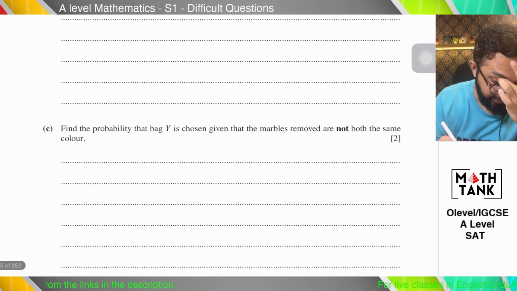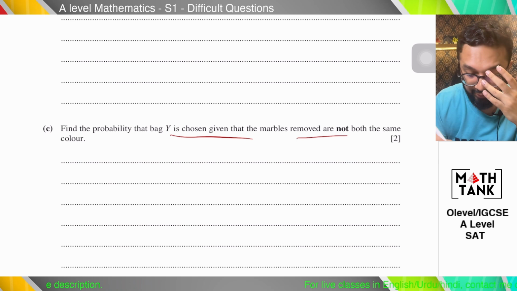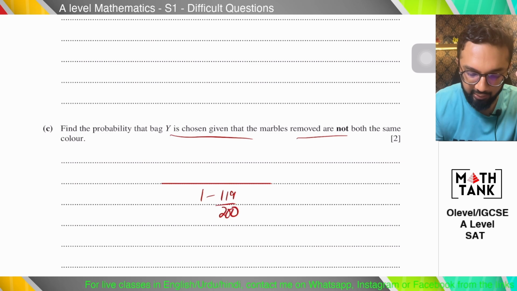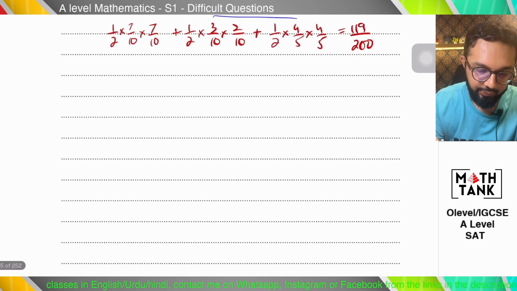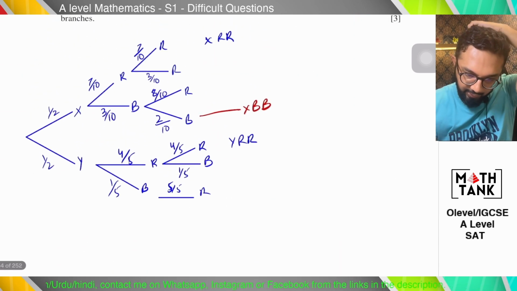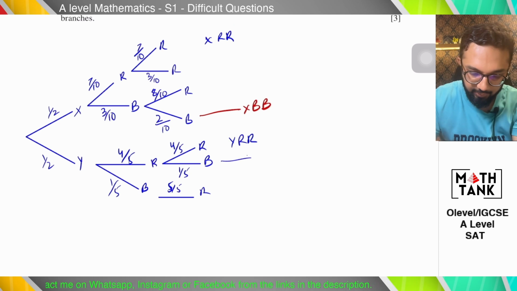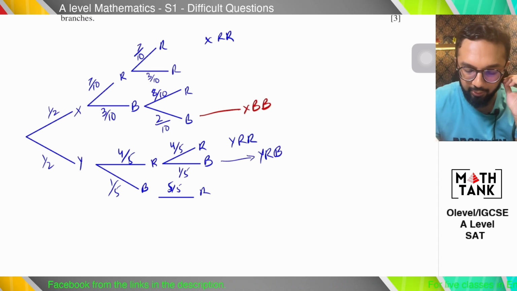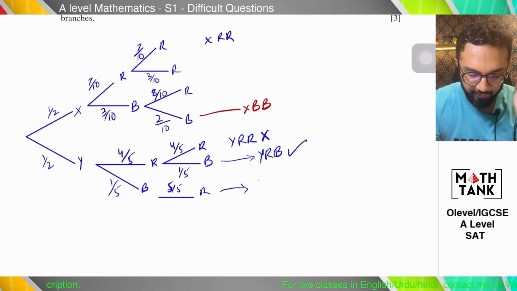Then find the probability that bag Y is chosen given that the marbles removed are not the same color. So not the same is 1 minus 119 over 200, what I just wrote above. Then Y is chosen. So what outcomes could I have? I could have this outcome, YRR. I could have not the same color and bag Y was chosen, so YBR. So these outcomes.